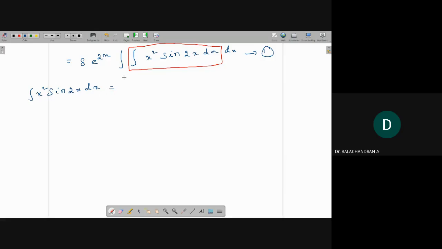If any one of them knows how to write, you can tell. Sir, minus x square cos 2x by 2. Okay, your answer is correct. What is your name?